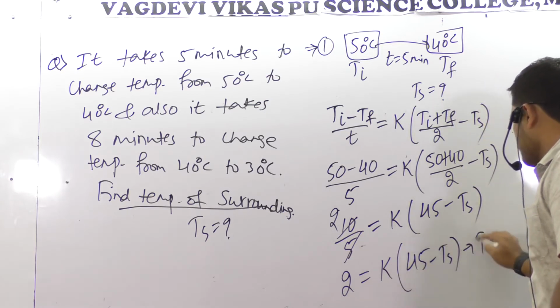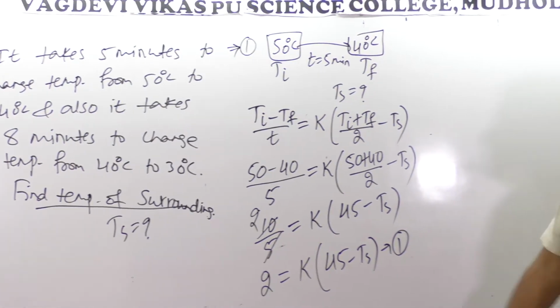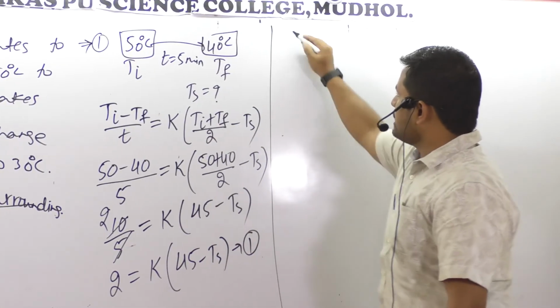Let me keep it as equation number 1, because this is what I know. With the help of Newton's law of cooling, I am supposed to find the temperature of the surrounding. That's why I am doing it. So let us take the second case.